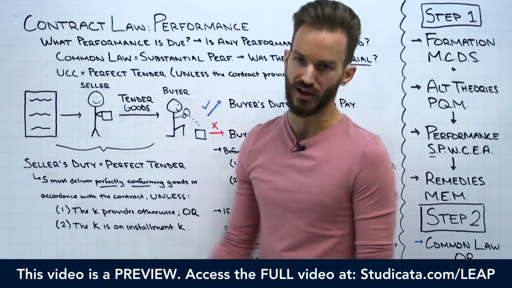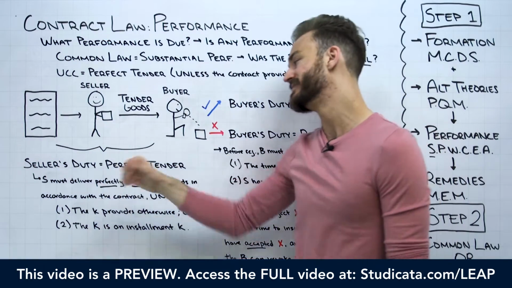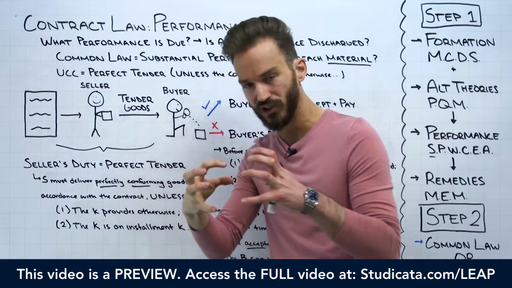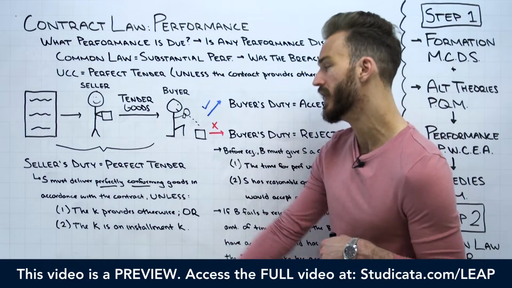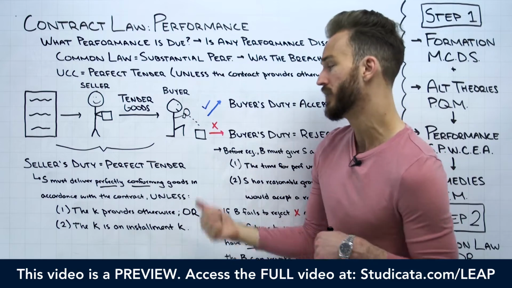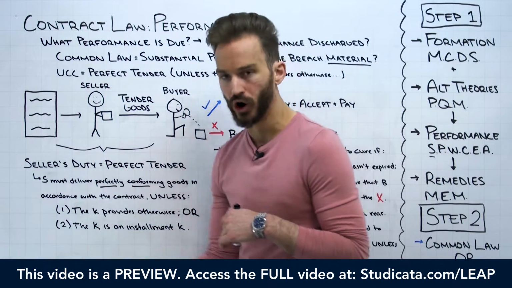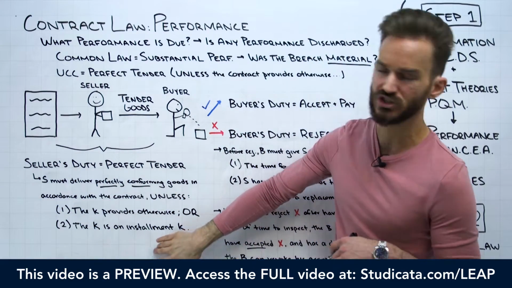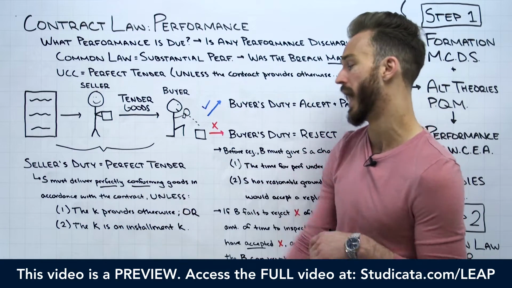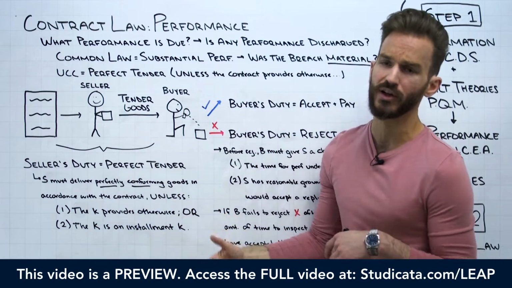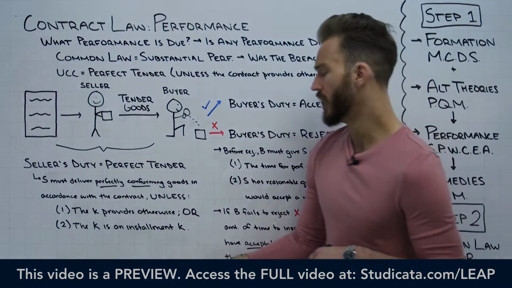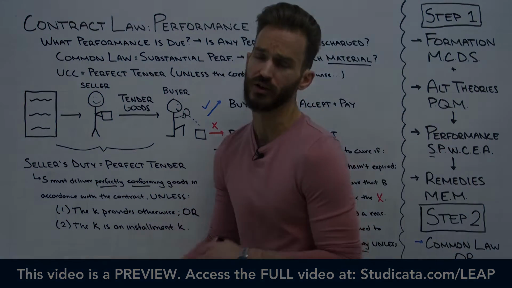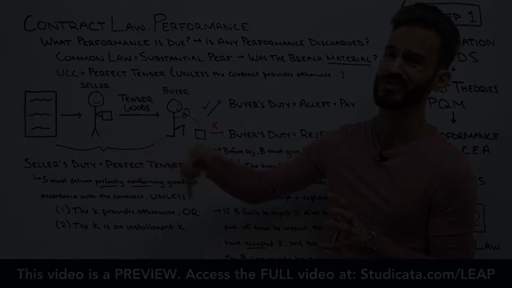So what is perfect tender? Moving on, if we're dealing with a purchase or sale of a good, the seller has a duty to deliver perfectly conforming goods in accordance with the terms of the contract, unless either of these two exceptions apply. The contract provides otherwise, which we just talked about, or the contract is an installment contract. Under the UCC, installment contracts are governed basically by their own set of rules.